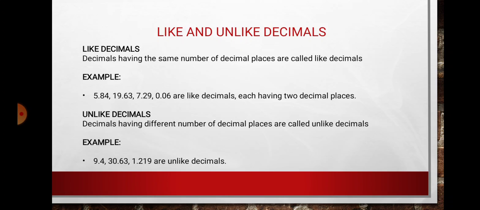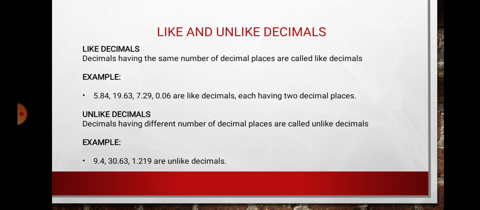For example, 9.4, 13.63, 1.219. As we see here, in the decimal part, the number of digits varies from one number to another number. So it's an example for unlike decimals. I hope now you are clear with like and unlike decimals.